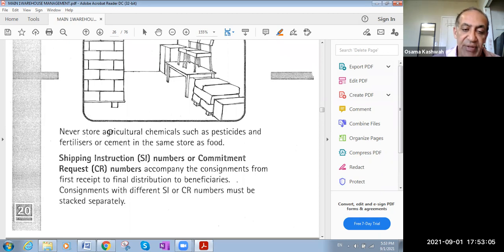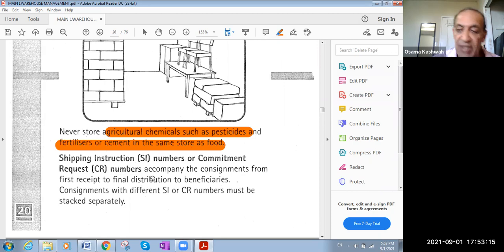Never store agricultural chemicals such as pesticides and fertilizers, or cement, where the food is. You cannot put pesticides or any chemicals beside the foodstuff, otherwise it will pollute the foodstuff.